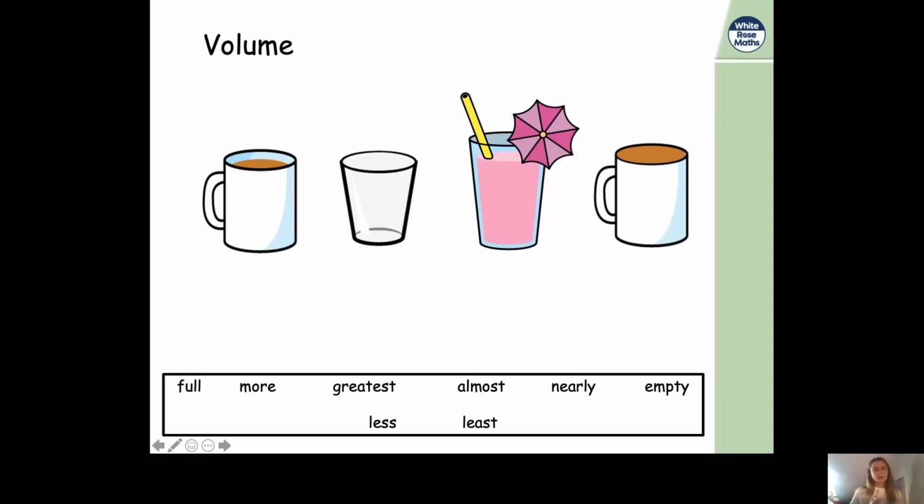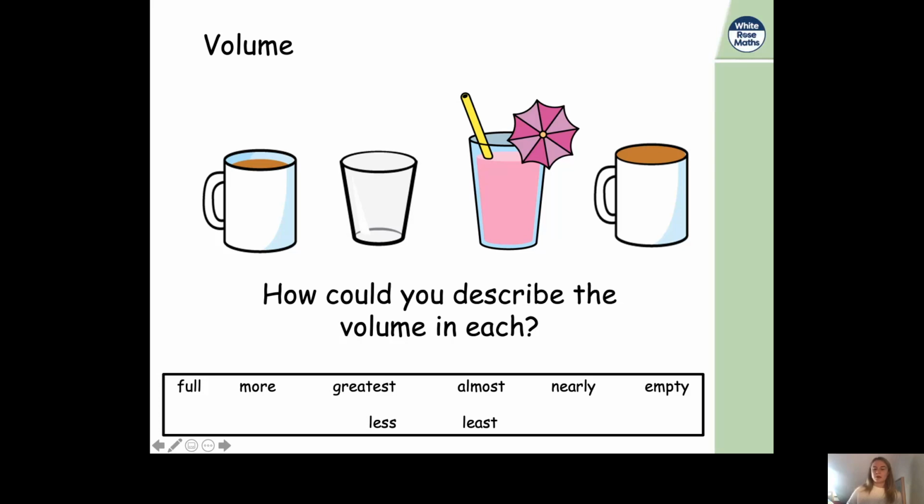Now, the first mug, is it completely full? Is it completely to the top, the liquid? Well, no, it isn't, is it? So therefore, we can't use the word full on its own. And it's not empty because we can see that there's some liquid in there. And it's not nearly empty because we can see the liquid at the top, can't we? It's nearly touching the top. So therefore, we could say that this is nearly full or almost full.